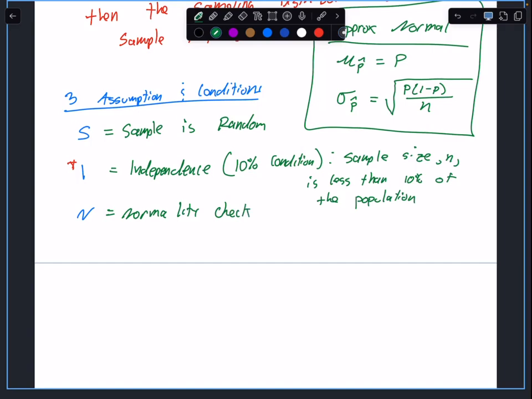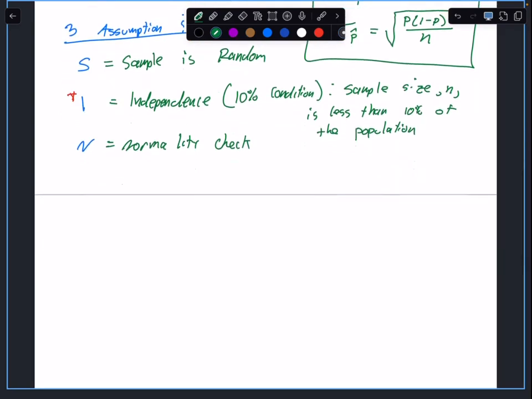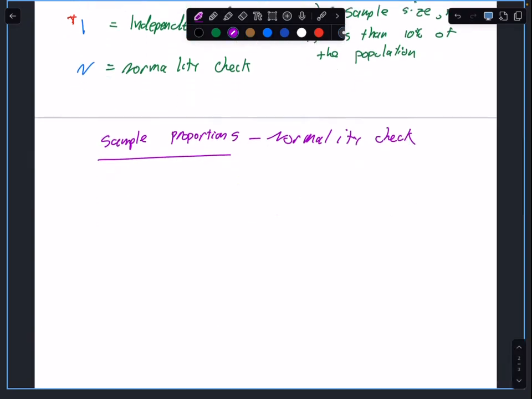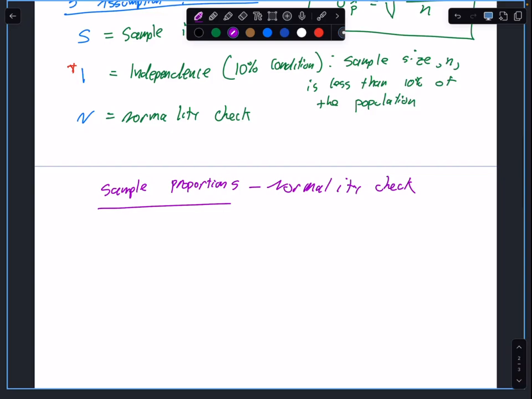Okay? This is the normality check. Now, when covering sample proportions, when we do the normality check, it has a specific name. When we do sampling means, the normality check is different. Does anybody remember what the normality check is? This is the same normality check that was on your previous examination. What is the normality check that we do called?